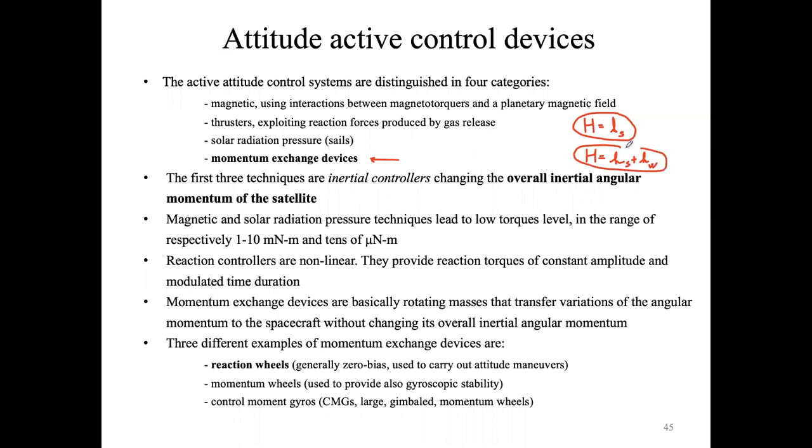So what it means here is that those devices are called momentum exchange, because the reaction wheel is not going to provide a torque directly on the spacecraft in order to change the angular momentum of the spacecraft, but is going to apply a torque by transferring part of its angular momentum to the angular momentum of the spacecraft. So it means that the angular momentum of the system will be conserved. So big H dot will be equal to 0.